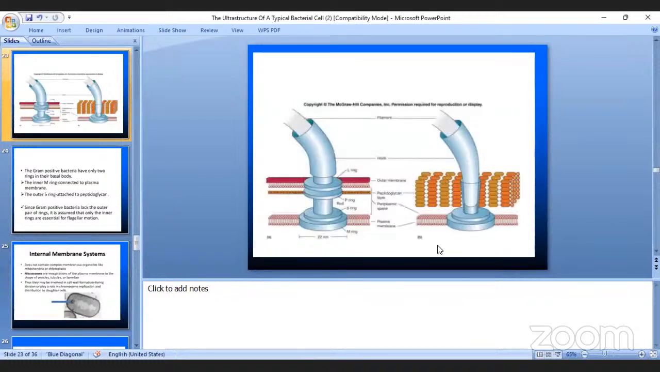Flagella originate from the plasma membrane. You can observe it in the diagram also. This is the cell wall, and just below the cell wall is the plasma membrane. From the plasma membrane, the flagella emerge out.